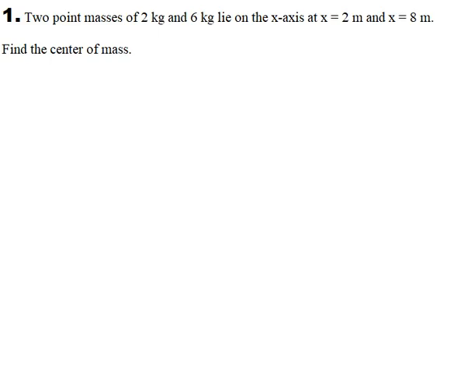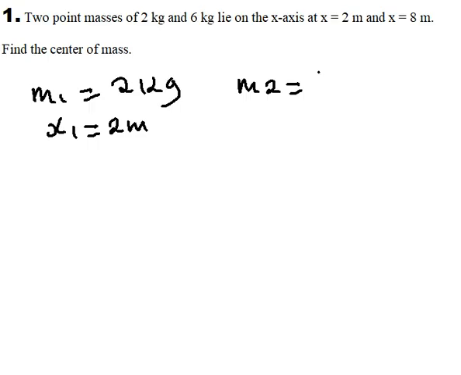Now let's say this is a question. 2 point masses. We have mass 1, which is 2 kg. The position of mass 1 is given as x1, which is equal to 2 meters. And we have another mass, mass 2, which is 6 kg, and let's say its position is given as 8 meters. So what is the center of mass of the system?